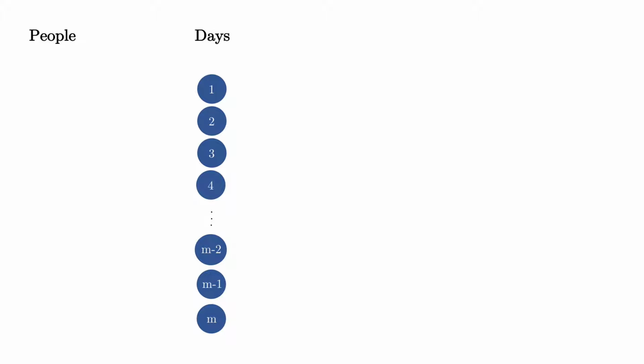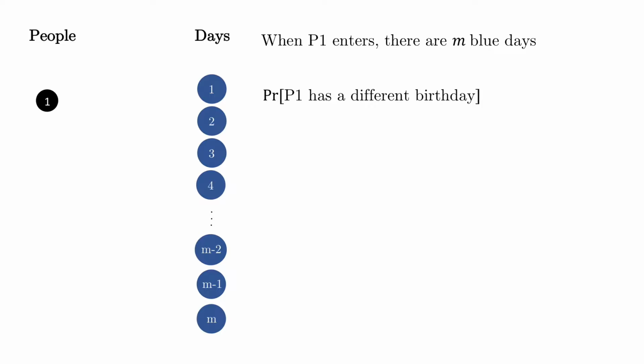Now, first suppose we have an empty room and person 1 walks in. There are m blue days in this case because all days are available. And we want to know what is the probability that person 1 has a different birthday. Just like the last video, the probability is 1 since there's only one person in the room, and that implies that everyone in the room has a different birthday.